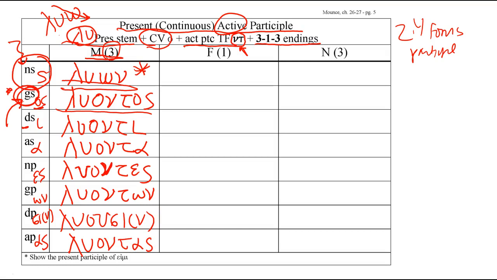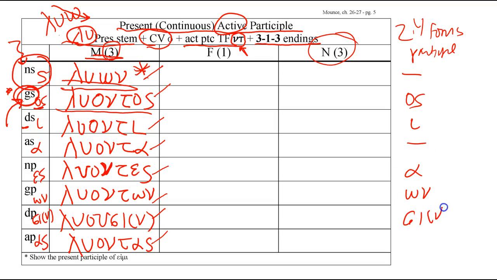So let's say these forms together. Ready? 1, 2, 3. Luōn, luontos, luonti, luonta, luontes, luontōn, luousi or luousin, luontas. Now, the neuter plurals are going to look very similar to the masculine forms, but remember they use different case endings. So for the neuters, the third declension case endings are nothing, os, i, nothing, a, ōn, si or sin, and a.